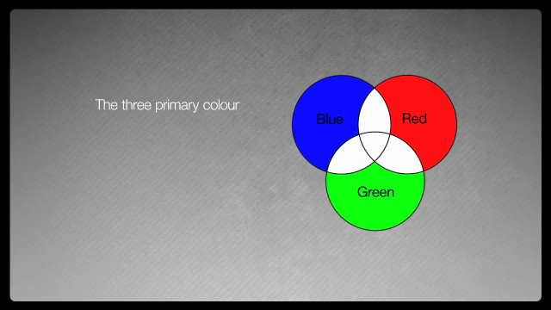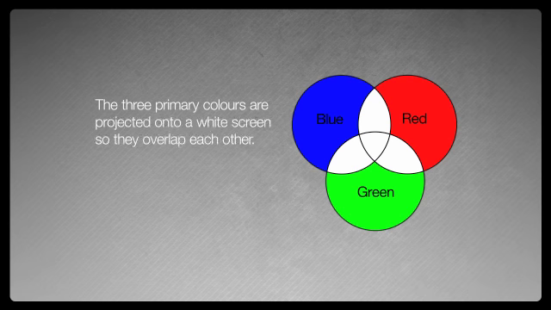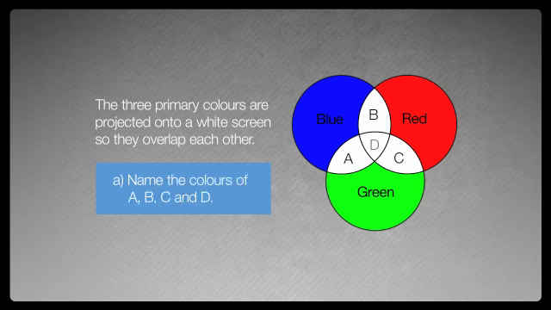The three primary colors are projected onto a white screen so they overlap each other. Question A. Name the colors of A, B, C, and D. In order to answer this question, you need to know the results of the addition of primary colors of light.